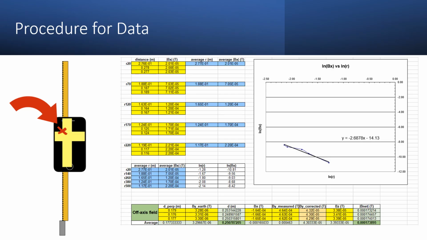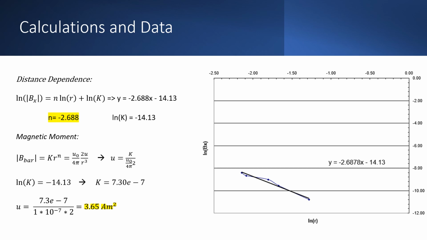To go deeper into how this experiment was completed, the magnetometer was used along a yardstick in order to measure the distance away from the bar magnet to see how this impacted the data we were collecting. This data was collected in a spreadsheet which then was able to give us the natural log of Bx versus the natural log of r. Once the graph had created the equation y equals -2.6878x minus 14.13, the distance dependence and magnetic moment equations could be applied.